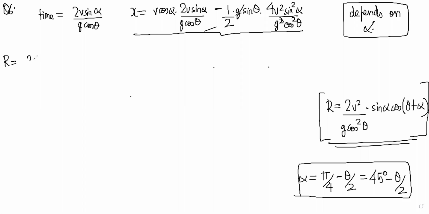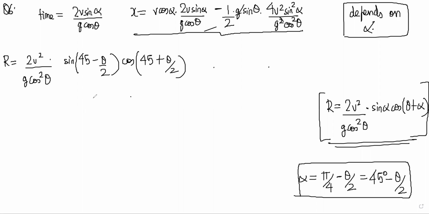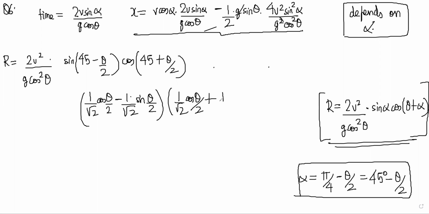So range will become 2v square by g cos square theta sine of 45 minus theta by 2 multiplied by cos of 45 minus theta by 2 plus theta. So it becomes 45 plus theta by 2, right? So if you simplify this, it is 1 by root 2 cos theta by 2 minus 1 by root 2 sine theta by 2. And this is 1 by root 2 cos theta by 2 plus, minus 1 by root 2 sine theta by 2, right? Sine 45 cos minus cos 45 sine.